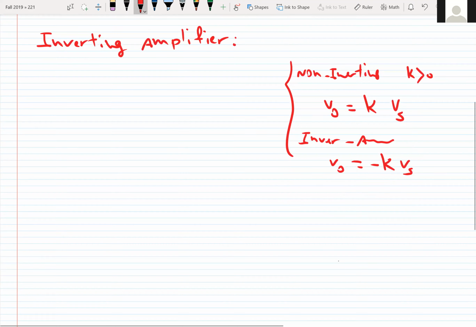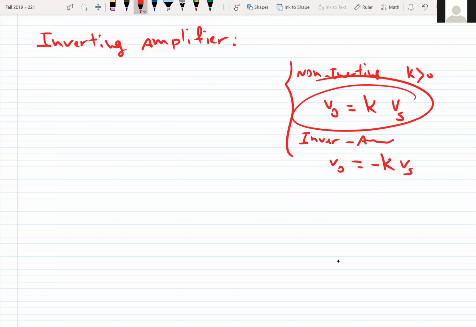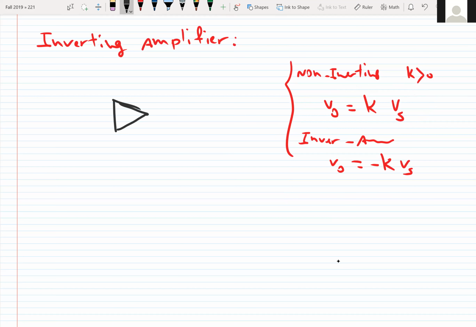Okay, the last example we discussed last week was the non-inverting amplifier. So the output was the same sign as the input. Here we want to see what the inverting amplifier is. So here is the inverting amplifier circuit. We have the OpAmp.